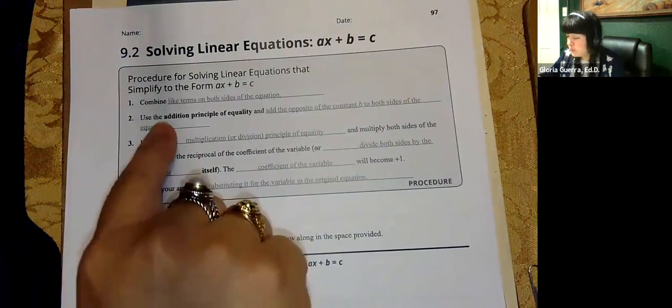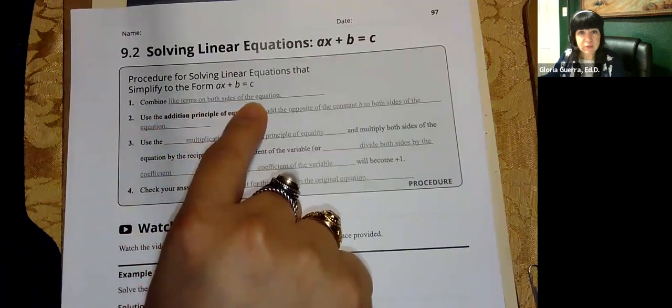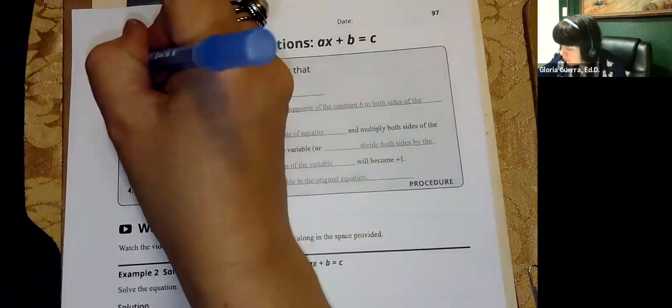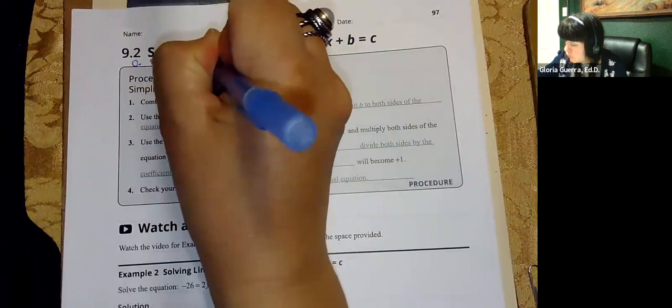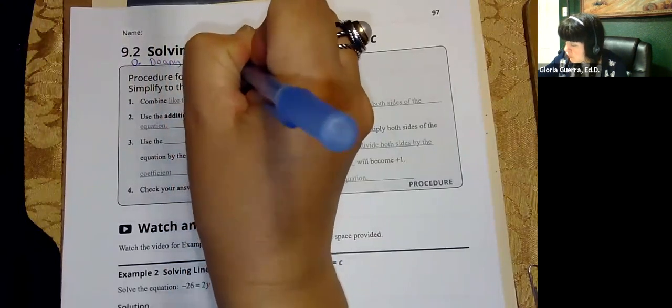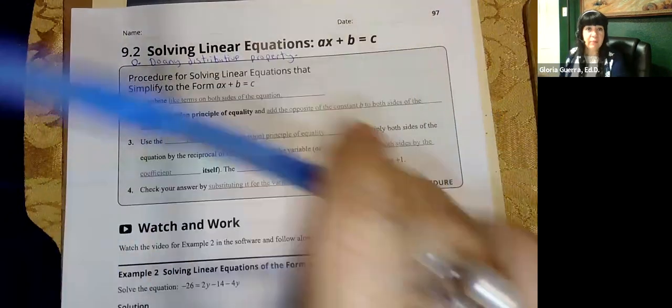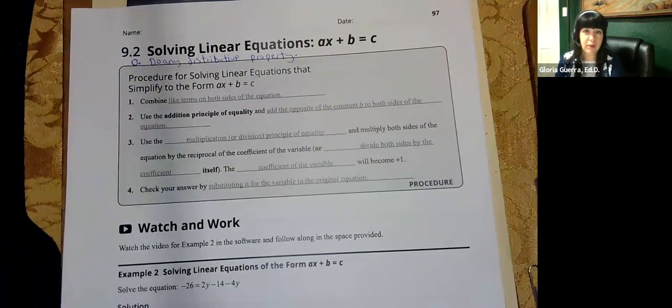You notice here, the first thing they say is they want you to combine like terms on both sides of the equation, okay? Really there is like a step zero above that. If I put zero here, really they want you to do any distributive property first. I believe in section 9.3 they will have distributive property, so in section 9.2 you're not going to see any. That's why they started with just combining like terms on both sides of the equation, the left side and the right side. But really, if there's any distributive property, that needs to be taken care of first.